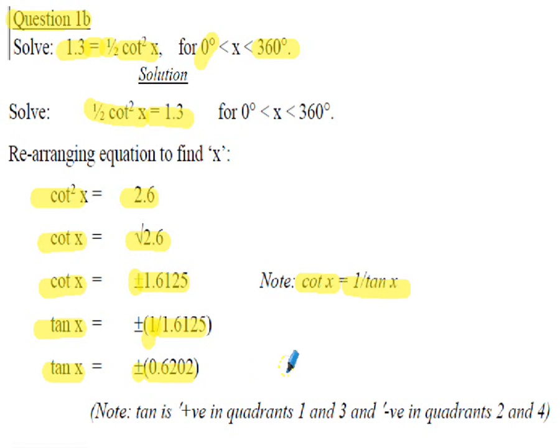Don't forget we still have the plus or minus solutions. So in this case, we've got a tan function. So tan is positive in quadrants 1 and 3 on our ASTC diagram, and it's negative in quadrants 2 and 4. And we need to be aware of that as we progress the solution.